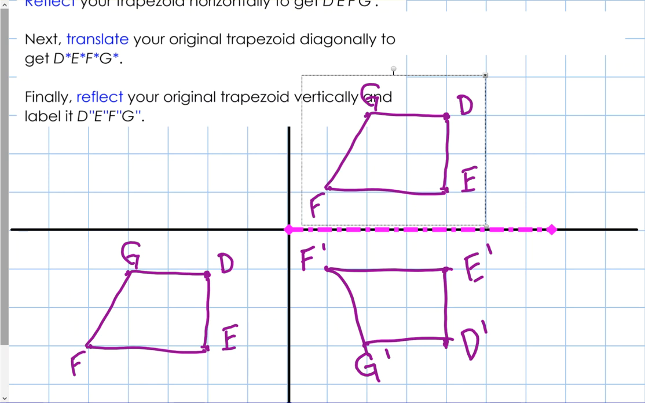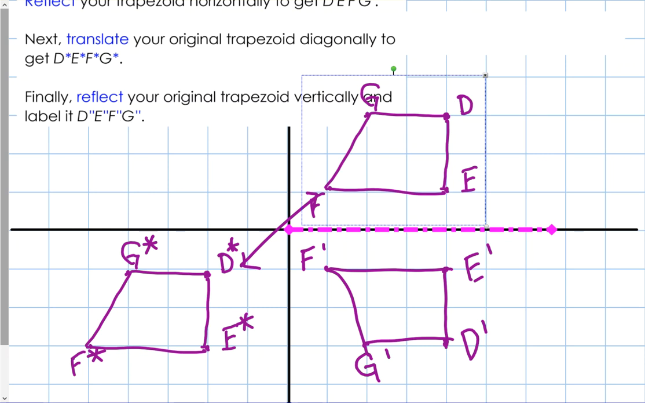Our transformed shape has now been moved diagonally from our original trapezoid. Lastly, we need to label this shape as a transformed image by changing each vertice to D star, E star, F star, and G star. Our last instruction is to reflect our original trapezoid vertically and label it D double prime, E double prime, F double prime, and G double prime.